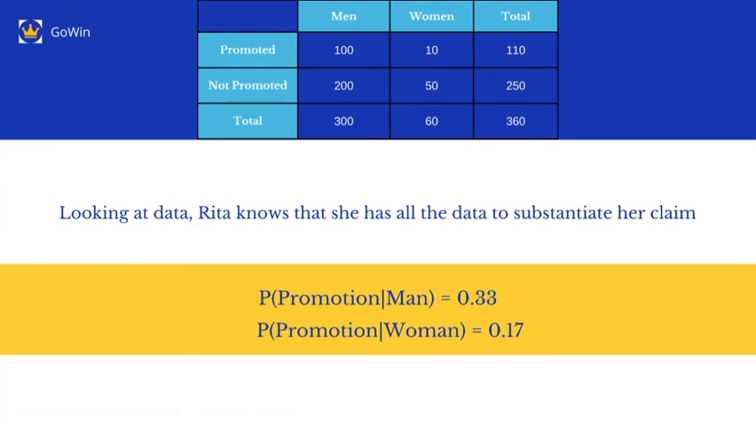The probability of a man getting promoted among all the men is 0.33, and the probability of a woman getting promoted among all the women is 0.17. The final conclusion for her case is that the probability of getting promoted is twice as high if you're a man. And this is how we can solve business problems by using probability concepts.